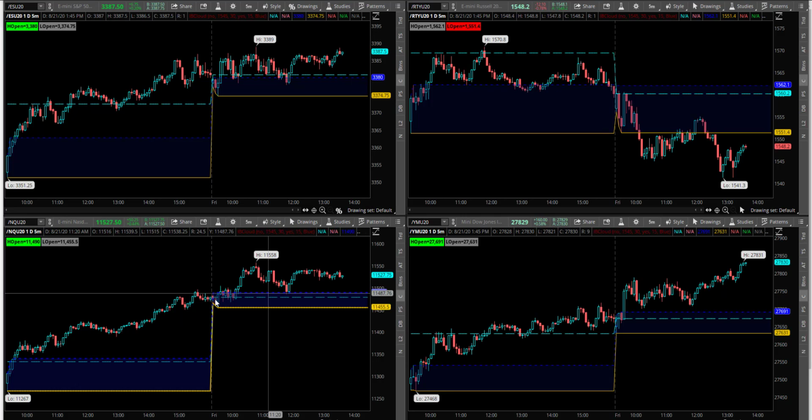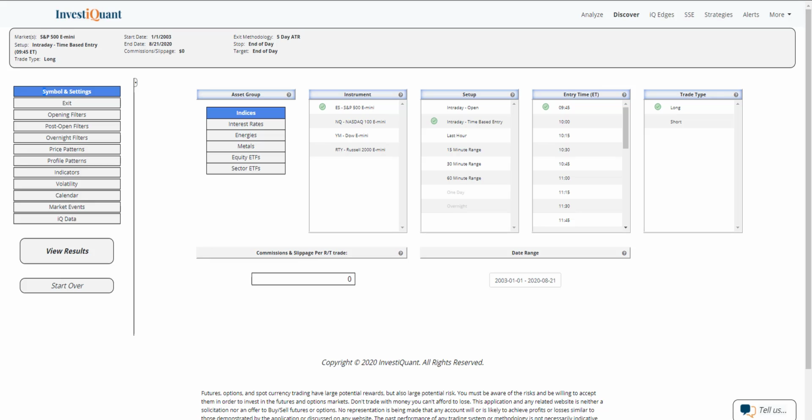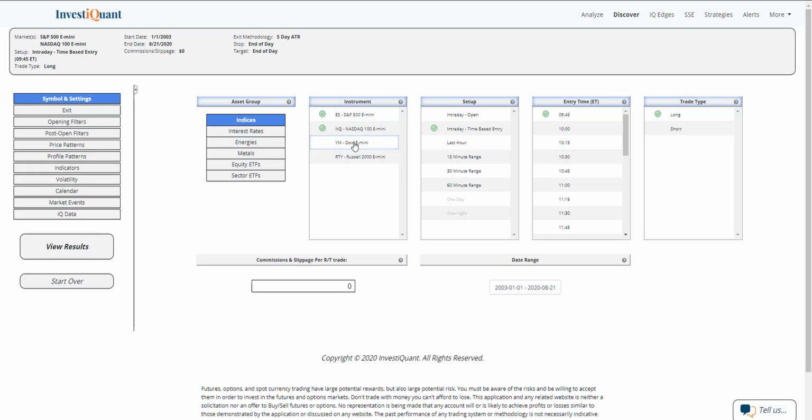Same type of action in the NASDAQ, pushed down early, then pushed higher, and has consolidated. And a little bit different action in the Russell and the YM. But what I'm going to do this afternoon is take a look at a simple pattern that we have in play on options expiration day. So let me come in here and set this up in all four instruments.